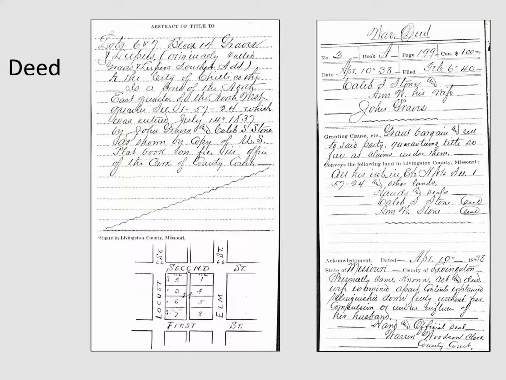So shown here are 2 pages from the deed of the home at Locust and First Street. It shows it was recorded July 4th, 1837 by Graves and Stone. And then it looks like in 1838, the Stones bought out the Graves for $100 for these particular lots. There could be a lot of information on these old deeds.